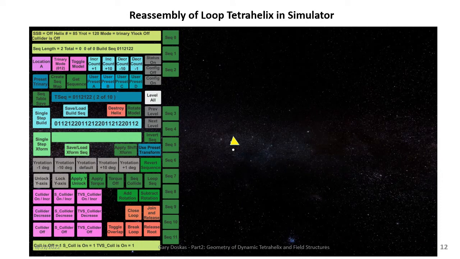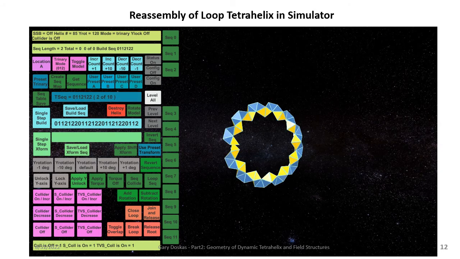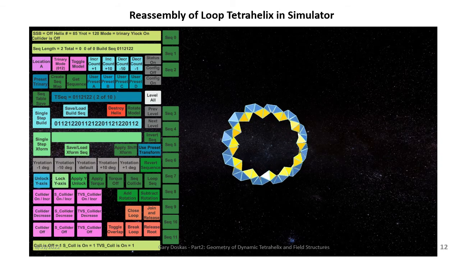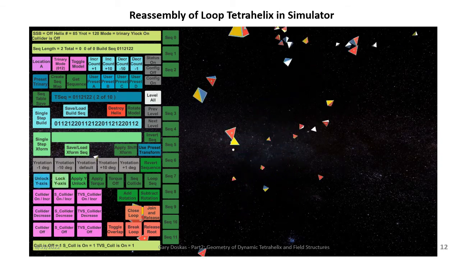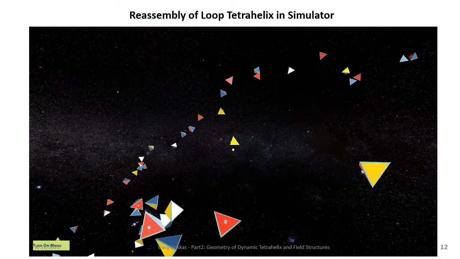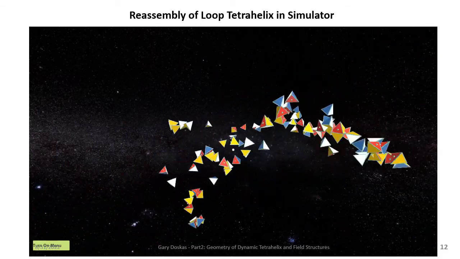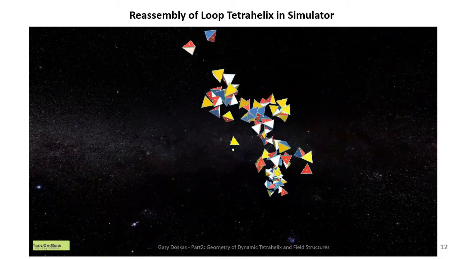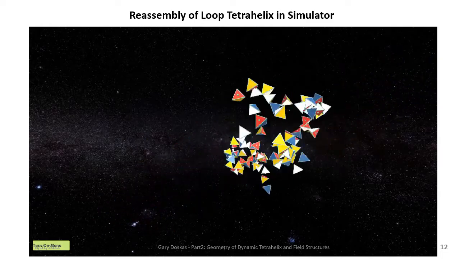Reassembly of loop tetrahelix. This video illustrates the versatility of the dynamic structure of the loop tetrahelix. Making a sudden, large change to the twist angle will cause the loop tetrahelix to break apart. However, the parent-child relationship remains intact, and these connections will allow the tetrahelix to reassemble itself in its original order.